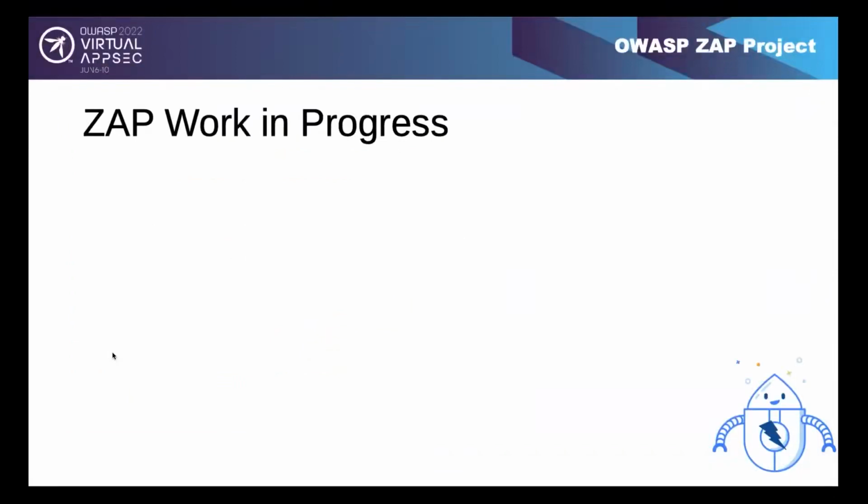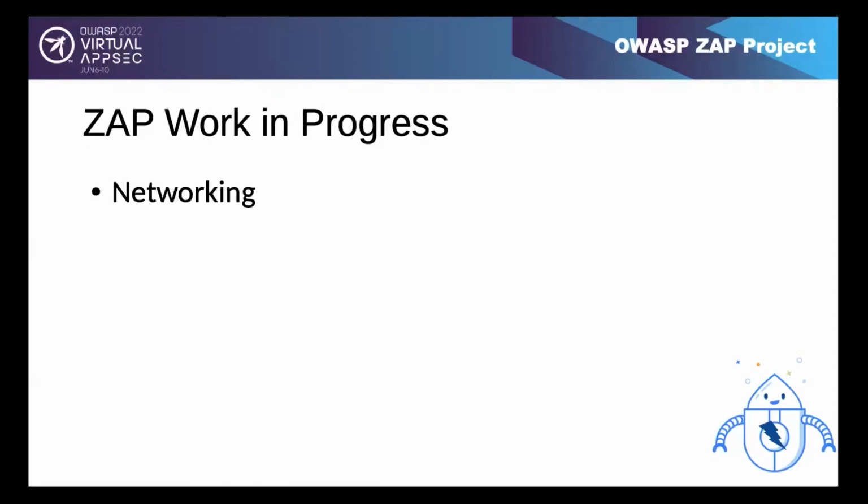So the second part is talking about the work in progress, stuff we're doing on ZAP right now. And ZAP is one of the most active OWASP projects, code projects certainly, and there's a lot of stuff going on. Got a load of stuff to release, but the stuff we're working on now, one of the key ones is networking.